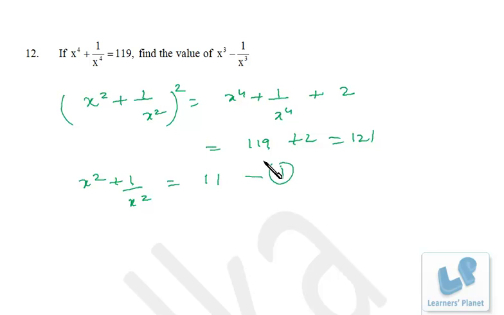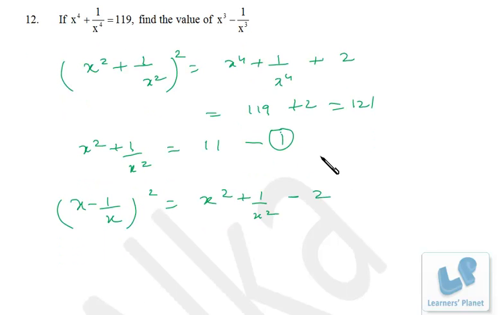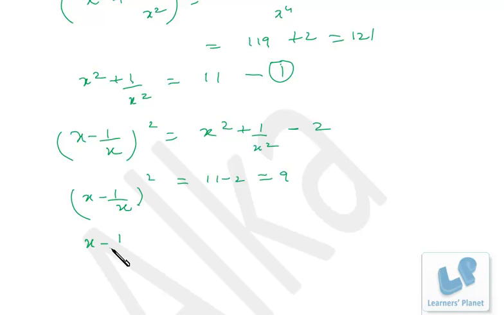So it is 11, right? Now this is the first value that we are getting. Now what we do? We do (x minus 1 upon x) whole square. That's x² plus 1 upon x² minus 2, right? Now x² plus 1 upon x² is 11, so it's 11 minus 2, that is 9. So (x minus 1 upon x) whole square is equal to 9, so we'll be taking x minus 1 upon x as 3. Now we got the value of x² plus 1 upon x² and x minus 1 upon x.